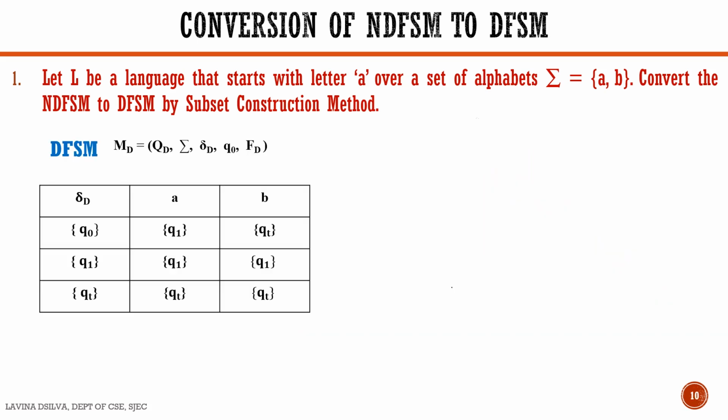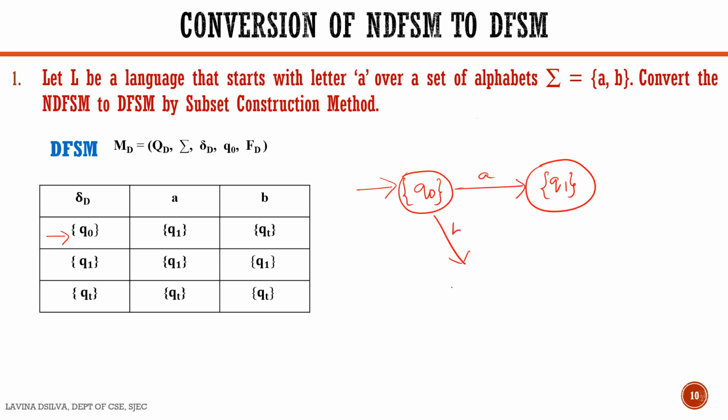The final transition diagram for a language that starts with letter A over a set of alphabets sigma equal to A comma B can be given as the start state Q0. On seeing A it goes to Q1 state, on seeing B it goes to Q trap state. Q1 state has a self loop for both A and B input, and Q1 state is our final state. Then the Q trap state: once the system goes into Q trap, it remains in Q trap.